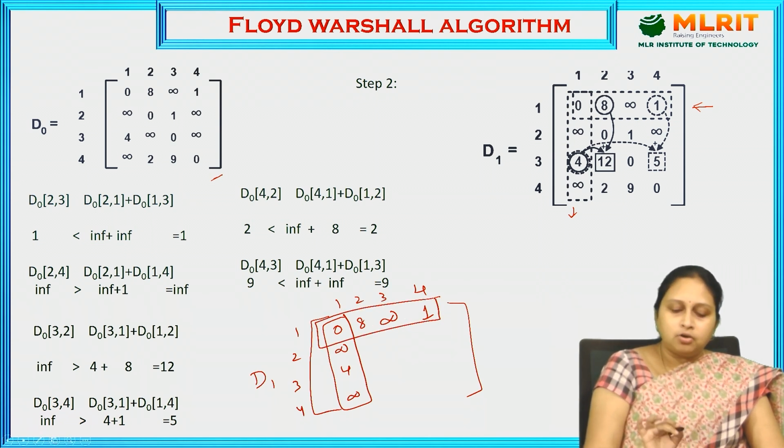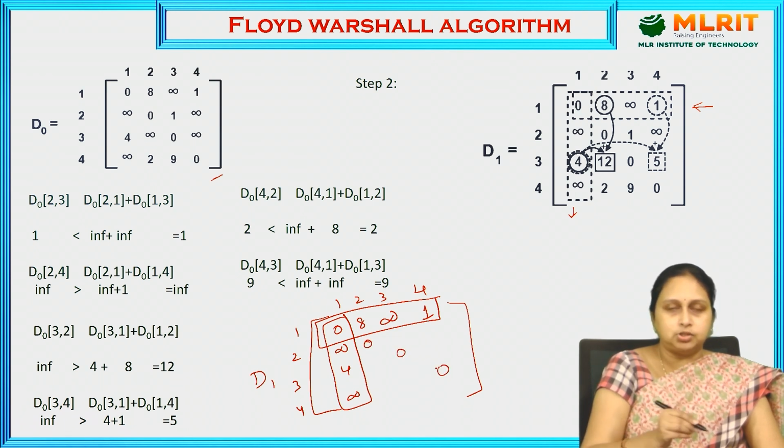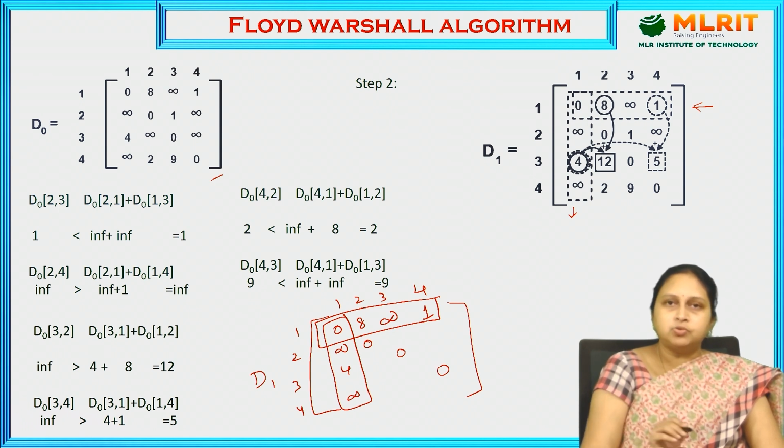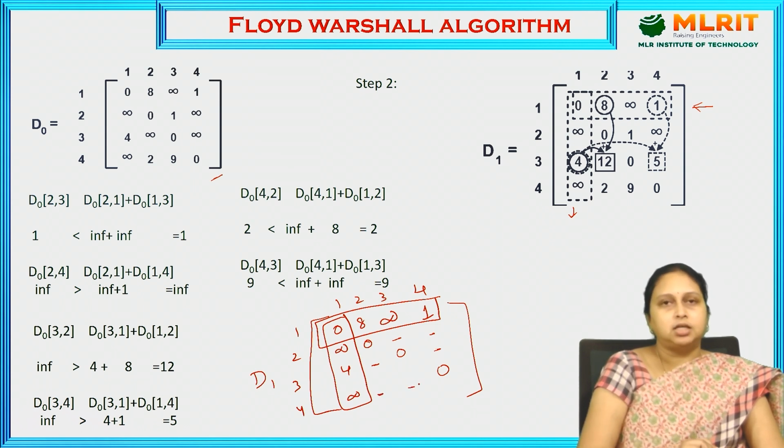And we don't bother about the adjacent, diagonal 0 values. We are going to place them as they are. The remaining values we need to find: 2,3; 2,4; 3,2; 3,4; 4,2; and 4,3. These are the 6 values we need to find from here.